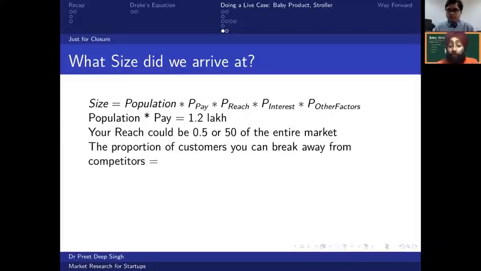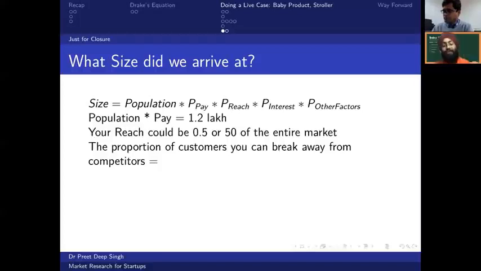Then of course the proportion of customers you can break away from competitors. You know, you are a new brand. Who is going to trust you? Let's say you spend a fair bit of money on this marketing. That is what you will have to account for in your capital again. You will have to give freebies. You will have to push direct sales agents. You will have to push in-store staff, right?